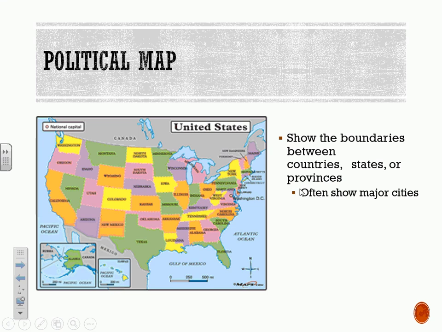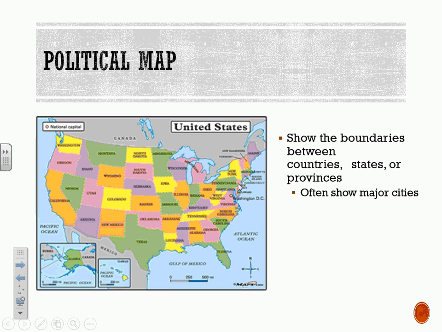So you can see this political map of the United States. It shows the boundaries or the state lines for each of the states, but it also shows the boundary between the United States and the country of Canada and the country of Mexico. This political map also does show one major city. It shows our nation's capital of Washington, D.C.